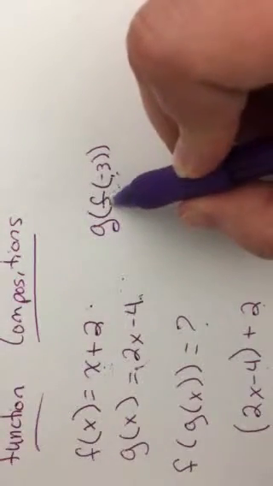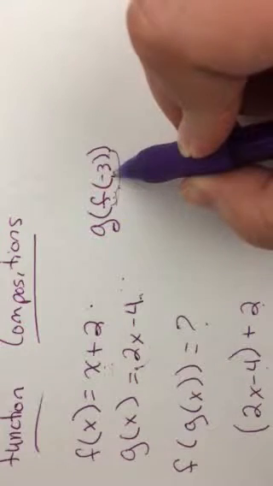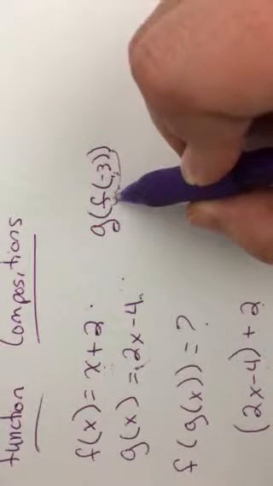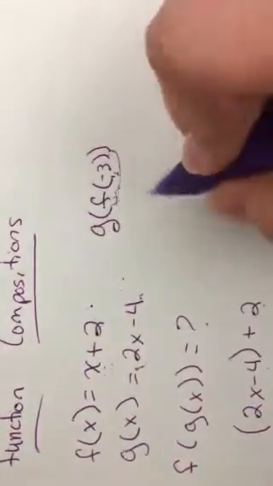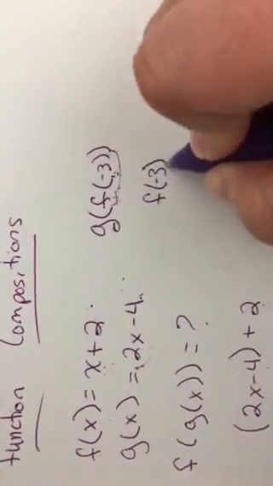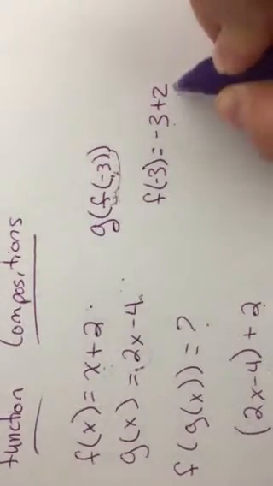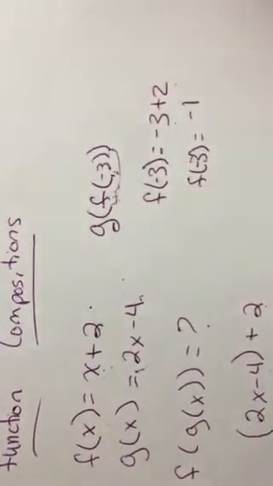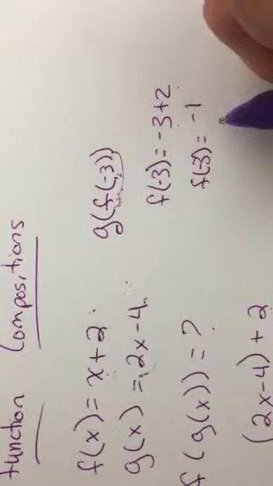So we're going to start here on the inside and work our way out since we have a value for x. So we're going to take this negative 3, substitute it in for the x in the f of x function. Our f of x function is still x plus 2. So we're going to start by doing f of negative 3, which is going to be negative 3 plus 2. So negative 3 plus 2 is negative 1. So f of negative 3 equals negative 1. Now this is going to make life a lot easier for us as we go on to do g of f of negative 3.